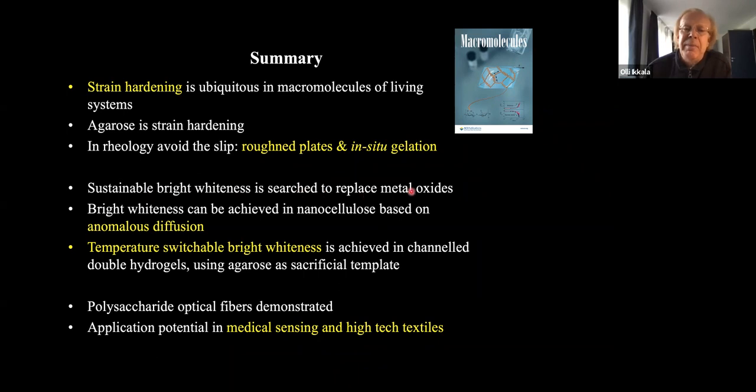Sustainable bright whiteness is searched to replace metal oxides, and this can be achieved in nanocelluloses, or even more generally, I would say, in wood processing using so-called fines, and the physics behind that is based on anomalous diffusion. Then one can make temperature-switchable whiteness and coatings if one just adds more scattering interfaces in the system, and there agarose is very good. Then finally, polysaccharide optical fibers are demonstrated, and we think that they are really promising in medical sensing and high-tech textiles. And incidentally, the first demos to combine these two have already been done in combination of designers and scientists in our university.